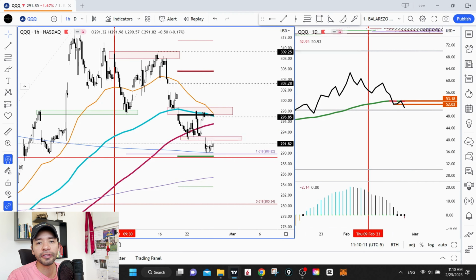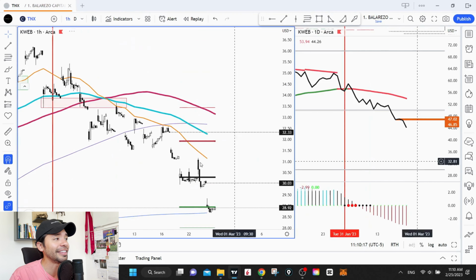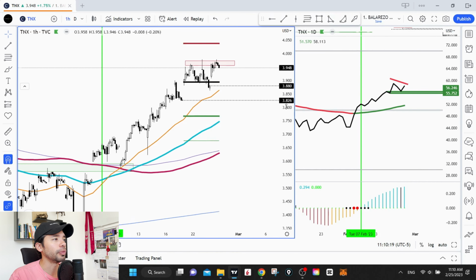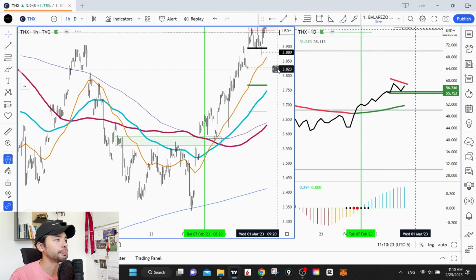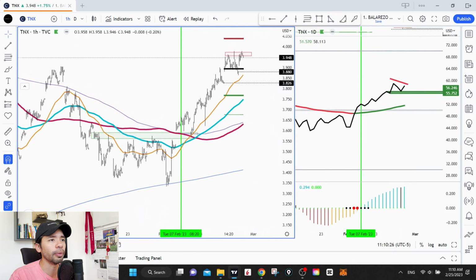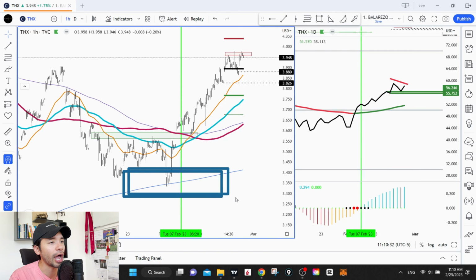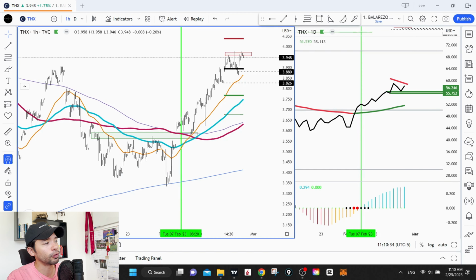Then let's take a look at, I don't think there's much to take a look at, right? We can take a look at the TNX, and this is something that we were talking about, right? If we just zoom out here a little bit, you can see that the TNX was coming down. We actually came down all the way to that 200 daily moving average. And when we had that pullback to the 200 daily moving average, now we form a bottom.